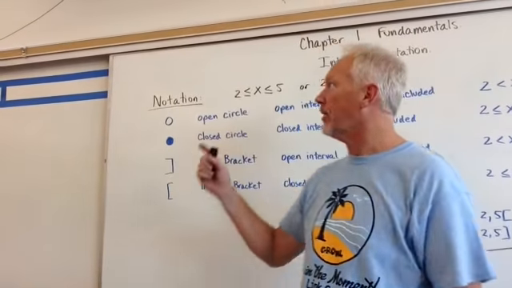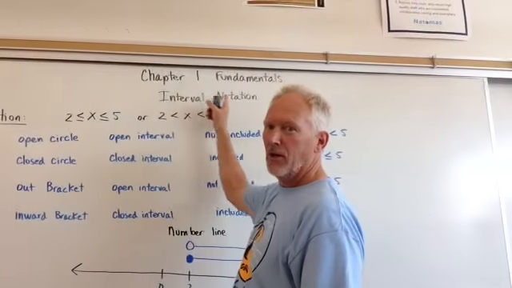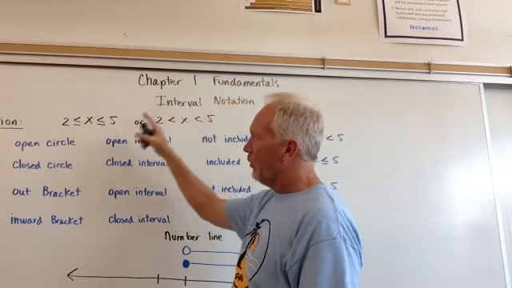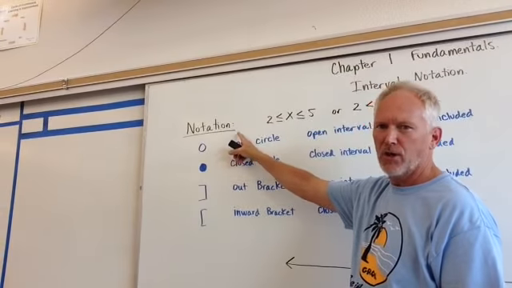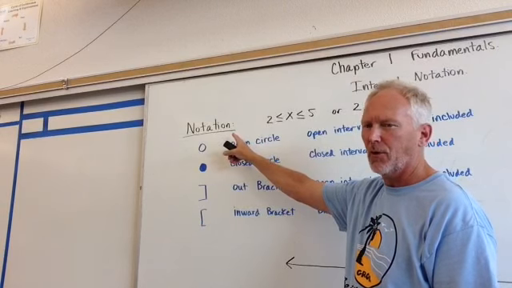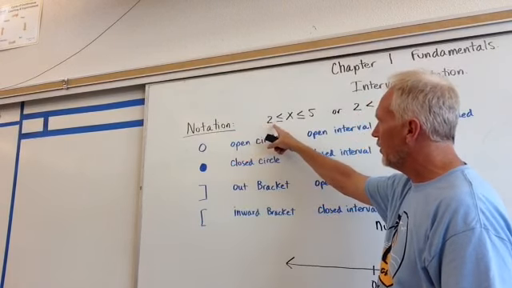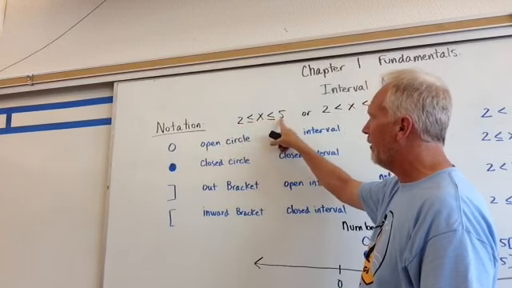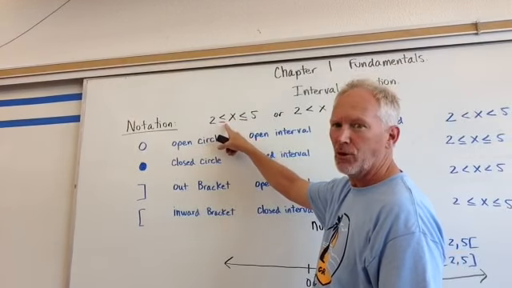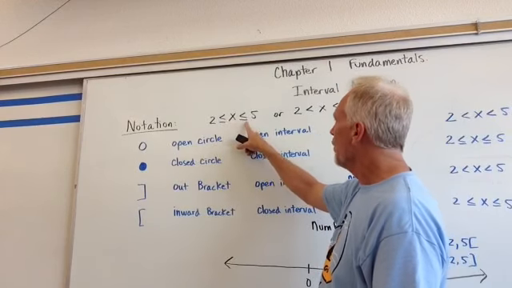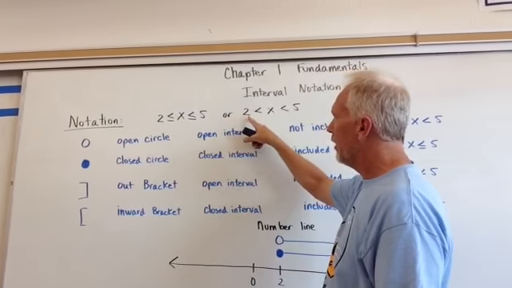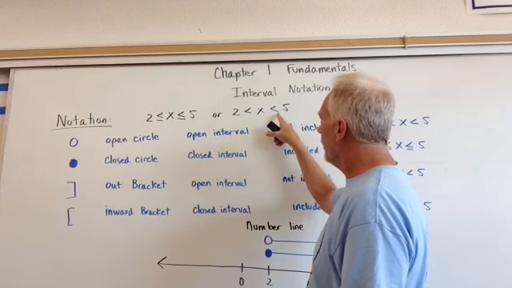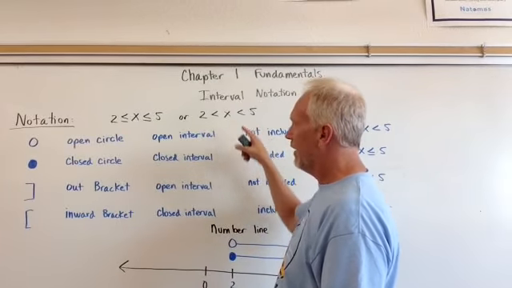Today we are talking about interval notation. We can find this in Chapter 1 in the Fundamentals, and we'll talk about some brief notation. So notation when we're setting up intervals is if we have a situation where we're looking at a number x between 2 and 5, it could be x is greater than 2 but less than 5, or it could be a situation where we have x is greater than or equal to 2 and less than or equal to 5.